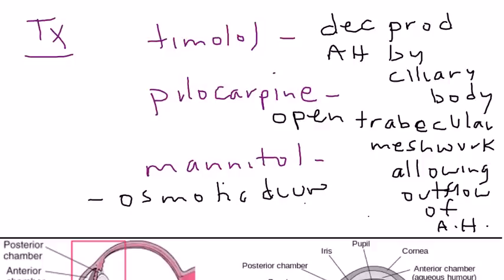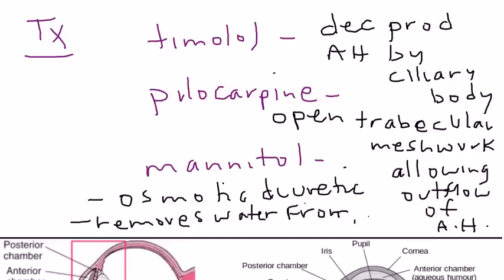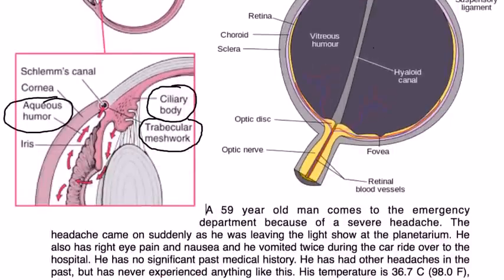Well, remember, aqueous humor has water in it. And when you use a diuretic, essentially what it does is it removes the water from the aqueous humor. And that reduces the volume of the aqueous humor, thus decreasing the intraocular pressure. So these are the 3 medications that I want you to remember. And I guess we are now ready for the vignettes.